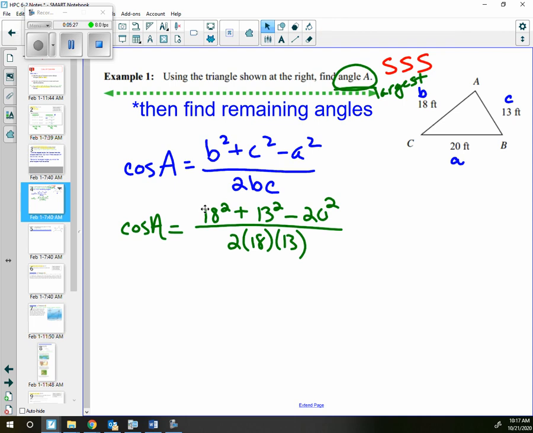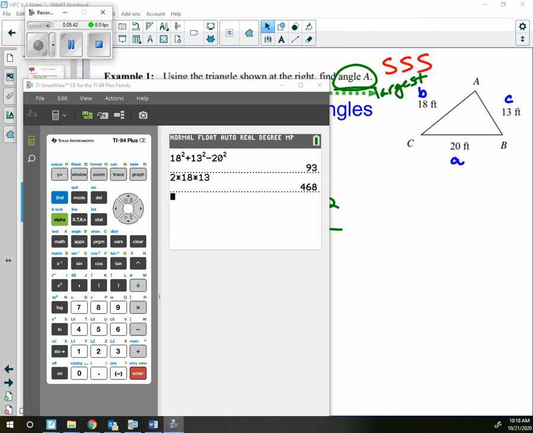So let's go ahead and grab the calculators and see what we can do with this. I want to make sure that you're calculating this correctly and getting the right number. We don't really have to worry about simplifying it a whole lot. We just need to get the accurate value in the calculator and then be sure we can find that angle measurement. All right, so I did the numerator and the denominator, so then I'm just going to divide those. 93 divided by 468 is going to give us a decimal value. Great. That's what cosine of A is equal to.